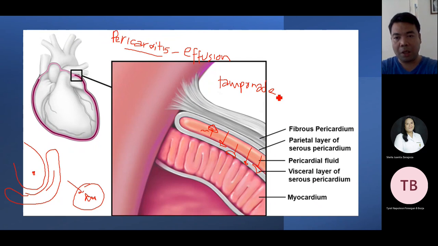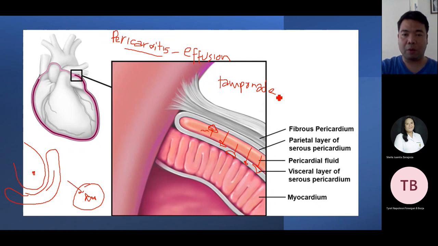So, as a summary, again, the pericardium is a triple-layered sac. The outermost layer is the fibrous pericardium, which is made up of connective tissue. The inner layer is the serous pericardium, which is divided into two layers pa rin, the outer parietal and the inner visceral pericardium. Inside the pericardial cavity is the pericardial fluid, which is important for the lubrication of the two layers of the serous pericardium.